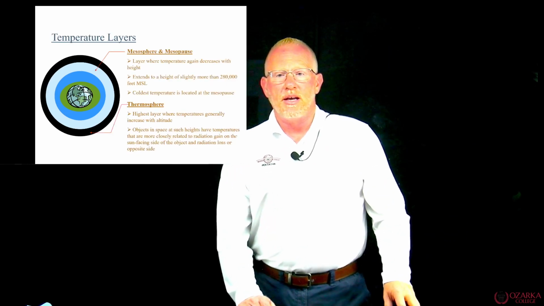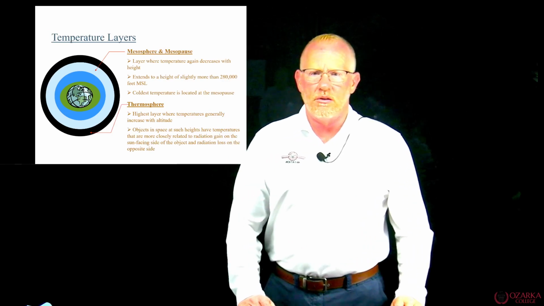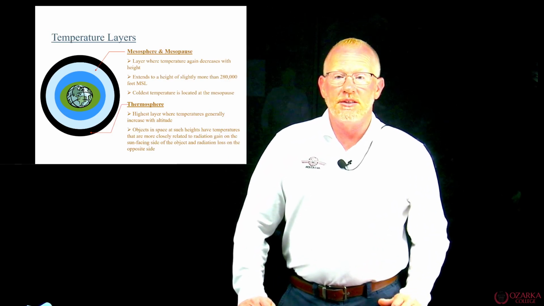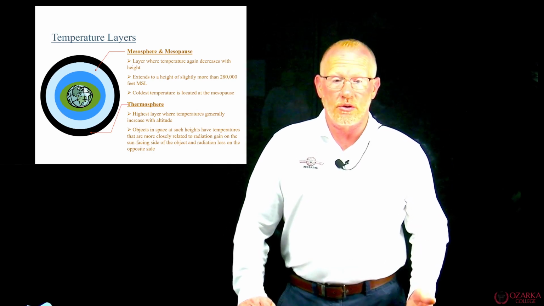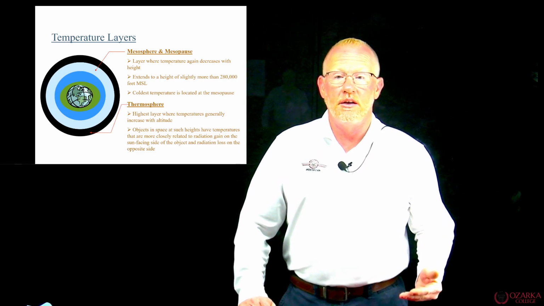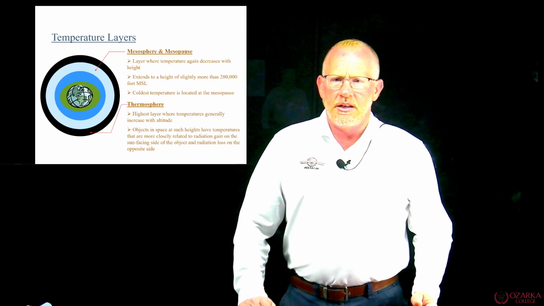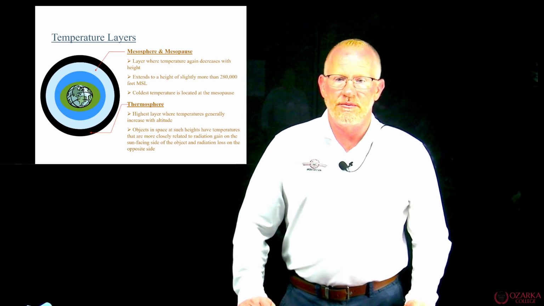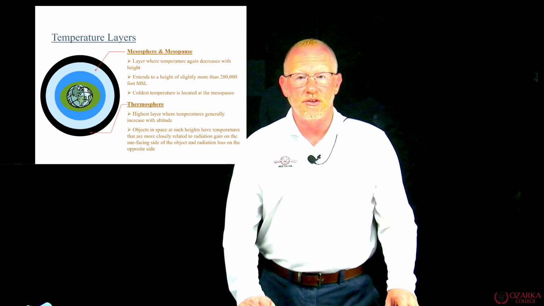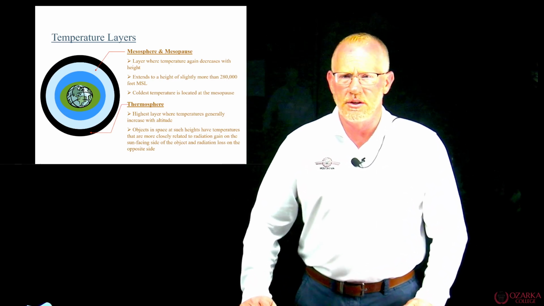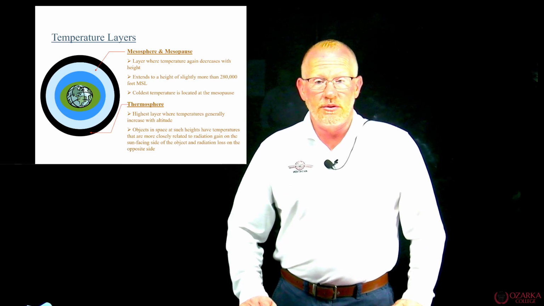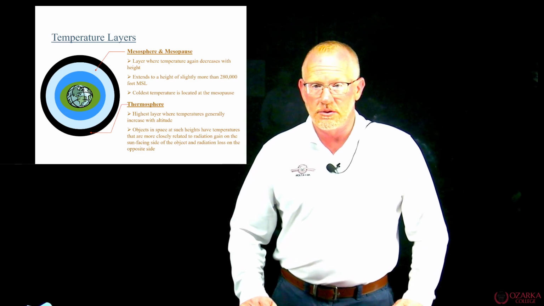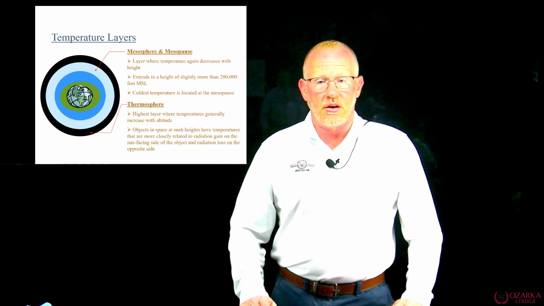So now let's talk about the mesosphere and the mesopause. Now the mesosphere is a layer where temperature again decreases with altitude. Now this extends to a height of roughly 260,000 feet above sea level, and that's when you'll reach the mesopause. Now the coldest temperature in the mesosphere will be located at the mesopause. Okay? So now let's talk about the thermosphere.